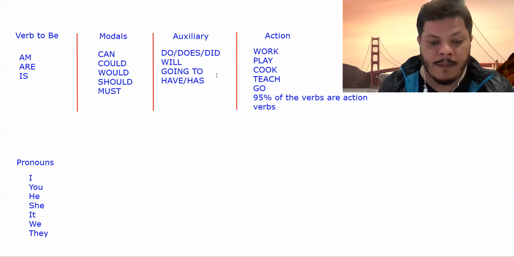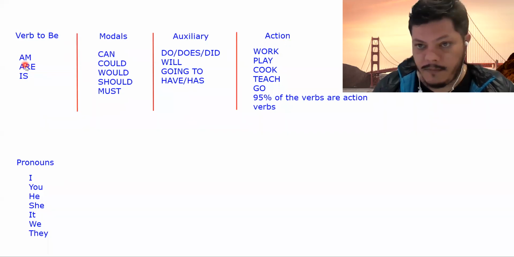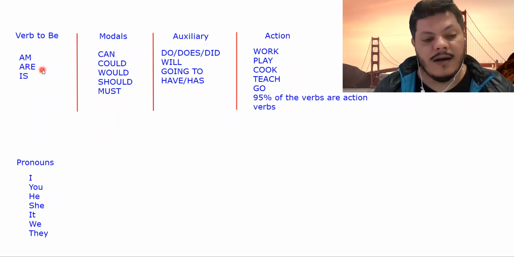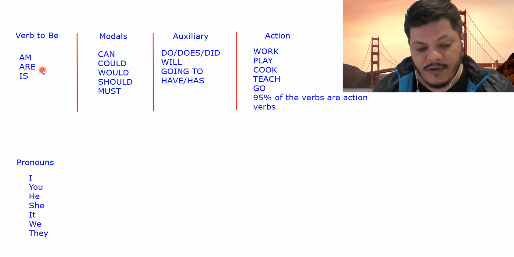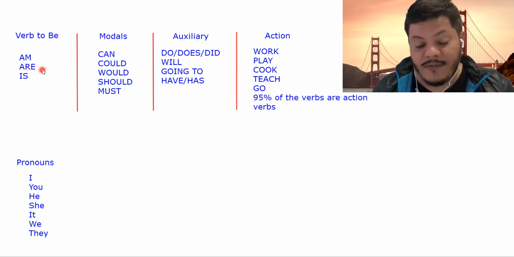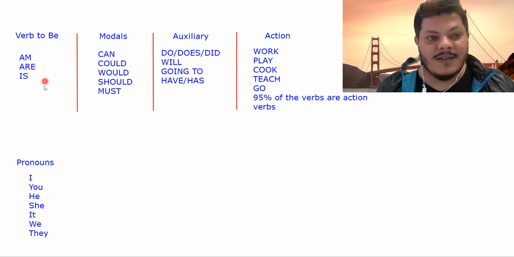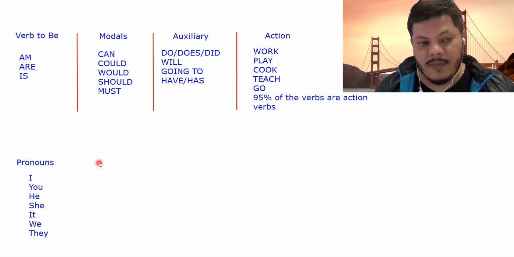So when we build a sentence in English, how do we operate? How do we work with all these different categories of verbs? Let's start by talking about the verb to be, right? We learned the verb to be ever since we were children in school. As a matter of fact, every year in school, we talk about the verb to be because we forget it. So let's talk a little bit about the verb to be.